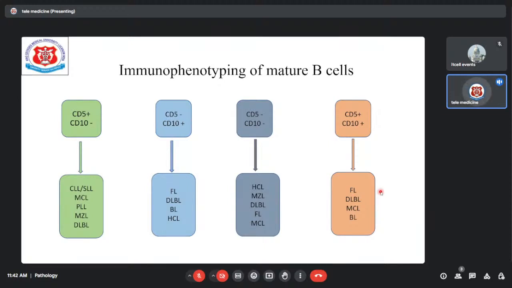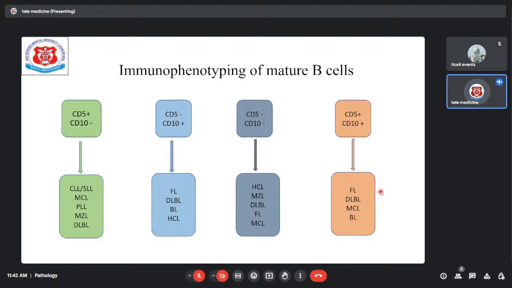Here you have follicular lymphoma, diffuse large B-cell lymphoma, Burkitt's lymphoma, and others. CD5 negative and CD10 negative: here you have hairy cell, most common, then marginal zone, CD10 negative diffuse large B-cell lymphoma, and very rare cases of follicular. Follicular is usually CD10 positive, but very rarely can be CD10 negative. And then you have CD5 positive, CD10 positive. Both positive lymphomas are follicular, DLBCL, mantle cell.